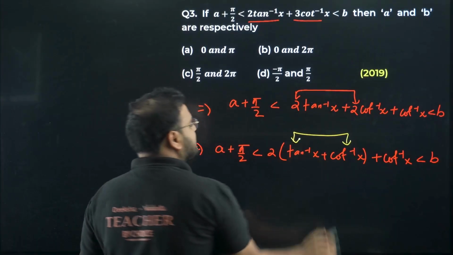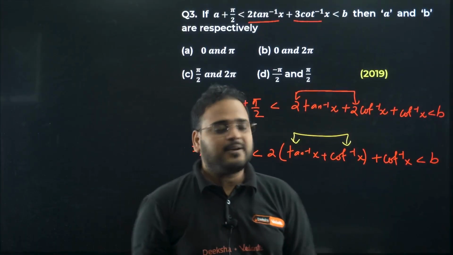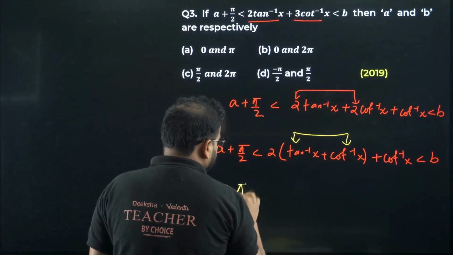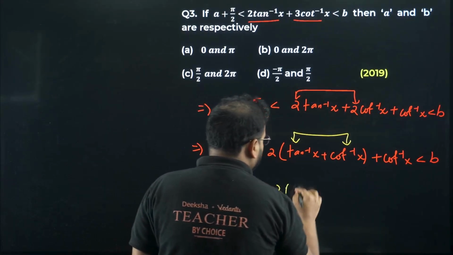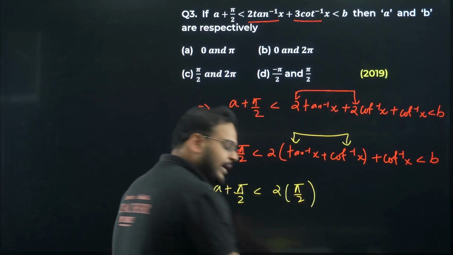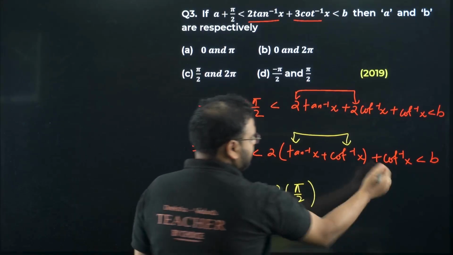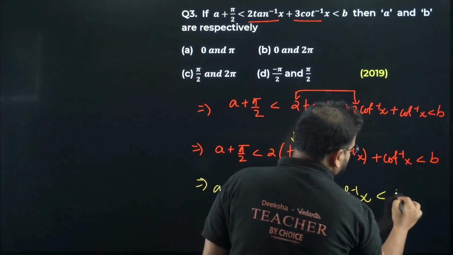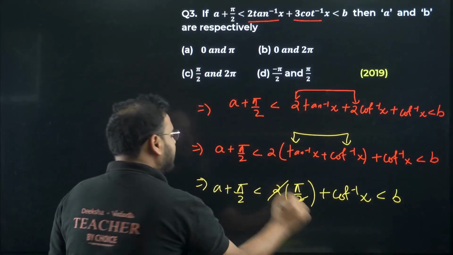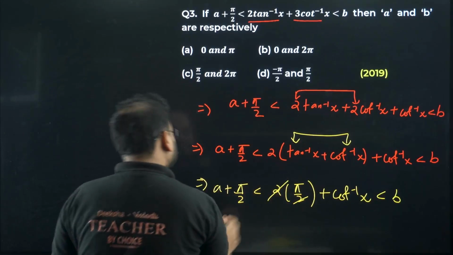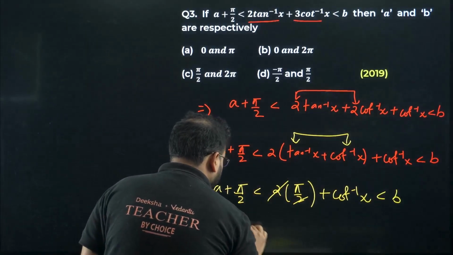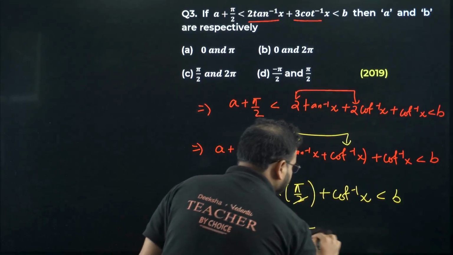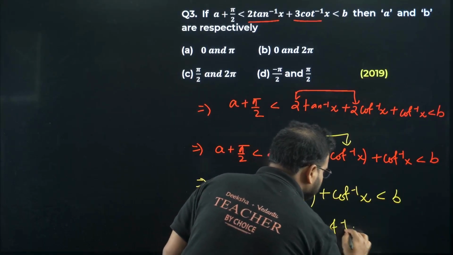Works out. All right, so now we know the property will hold true again. Tan inverse plus cot inverse is nothing but pi by 2 again, right? So we have here a plus pi by 2 is less than twice of pi by 2. Great. This comes as it is. Cot inverse of x less than b. Okay, I'll simplify this just for your sake. One second. I'm getting here a plus pi by 2 less than pi plus cot inverse of x less than b.